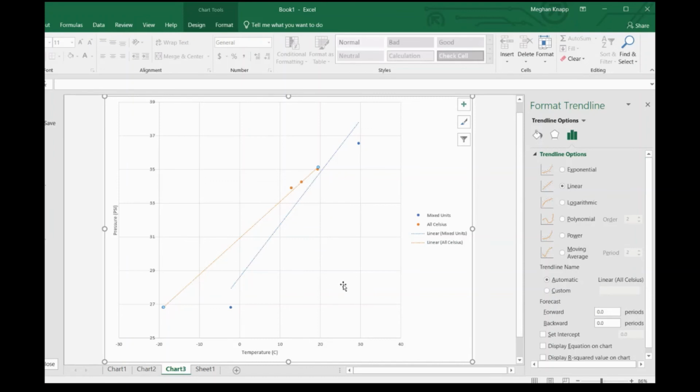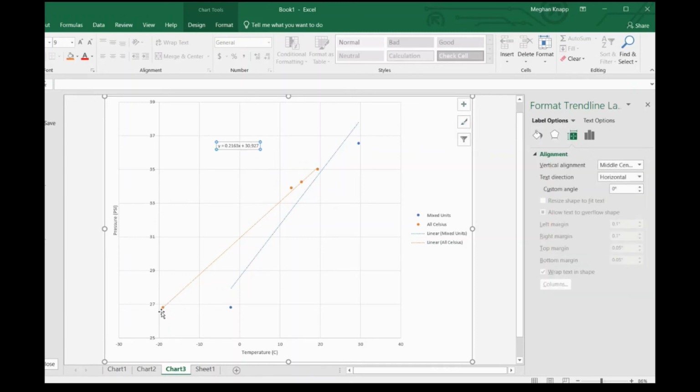All right, so another thing that I want to pay attention to is when you have your equation displayed on your chart. Now, this is an occasion where we don't want to set the intercept at 0 because we can have a pressure at 0 degrees Celsius. So we're going to leave that intercept in there.